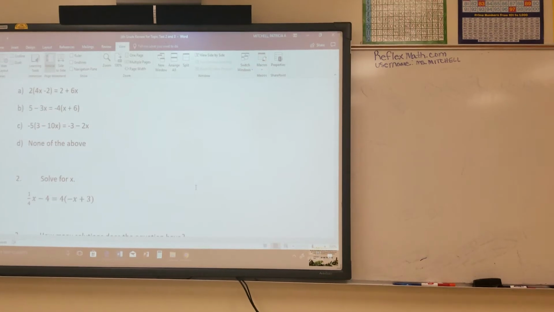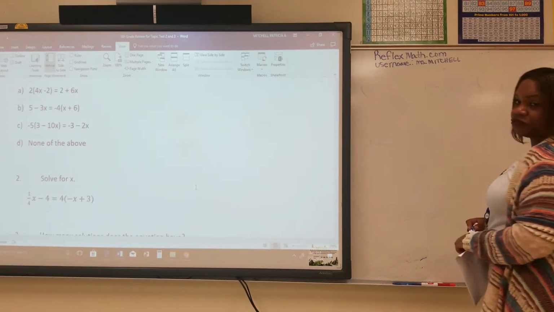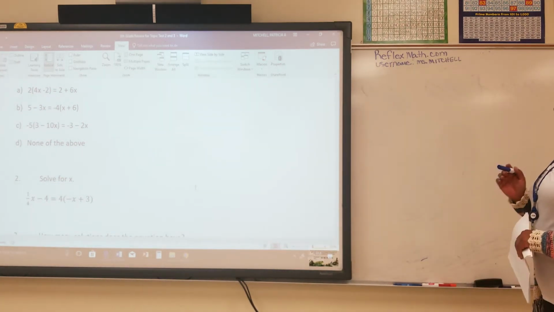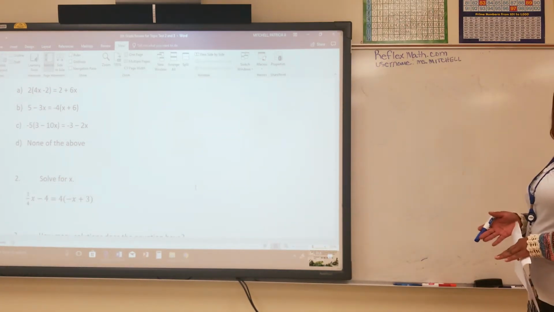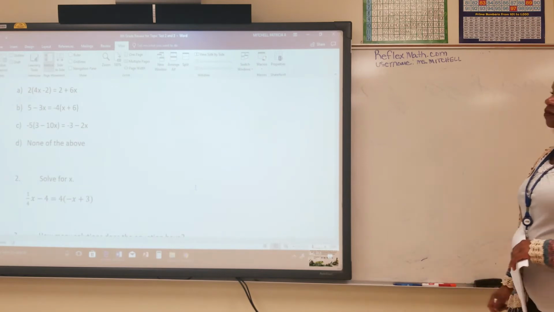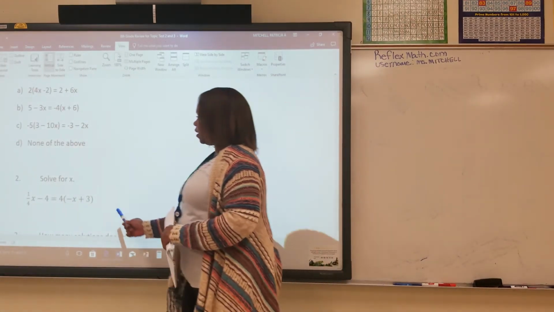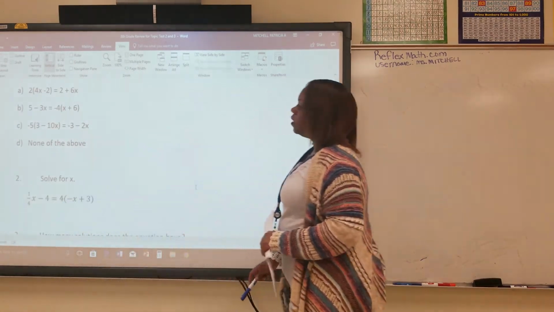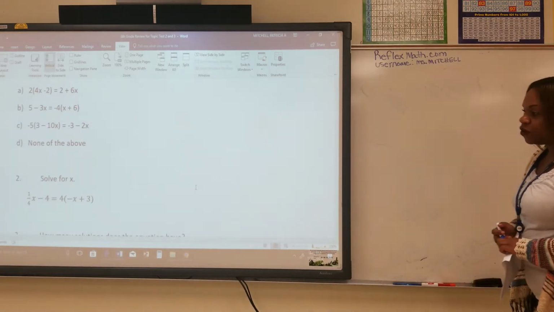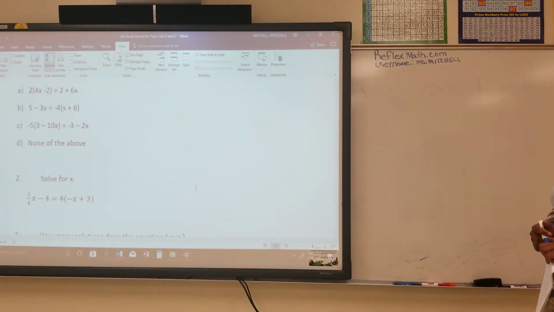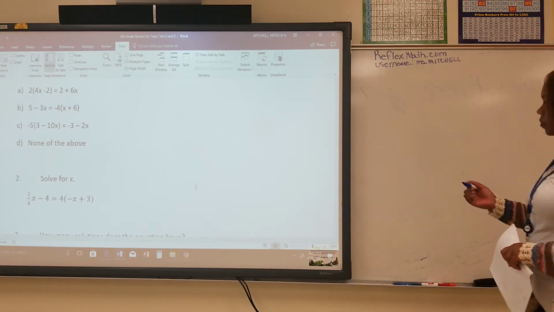I understand that that was a lot, but you still have to go through it to make sure that your answer is correct. Number 2, just in case you can't see it, here's number 2 right here. Solve for x. We have 1/4 x minus 4 equals 4 times negative x plus 3.